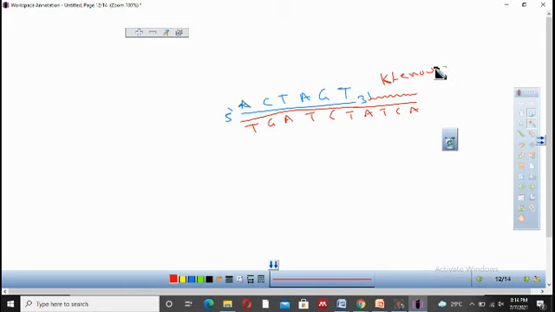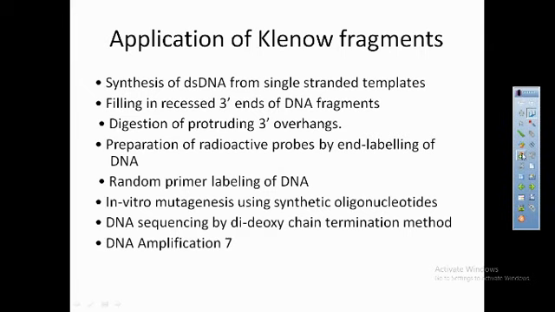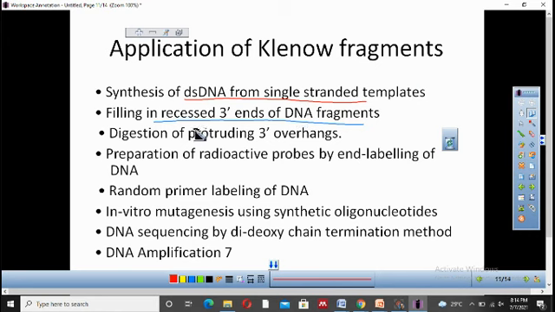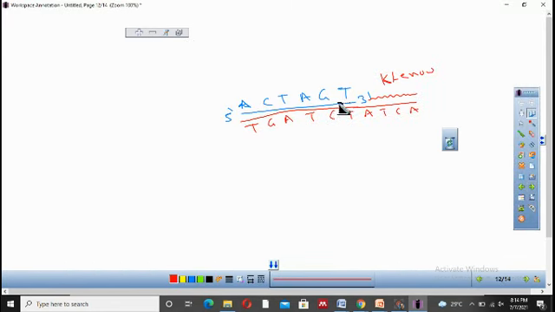Klenow fragment. So this is called the 3' excision, the 3' filling in of the recessed 3' ends in the DNA fragment. Digestion of the protruding 3' overhangs. Okay, so this is the 5' to 3'. Now we can see how it is possible.